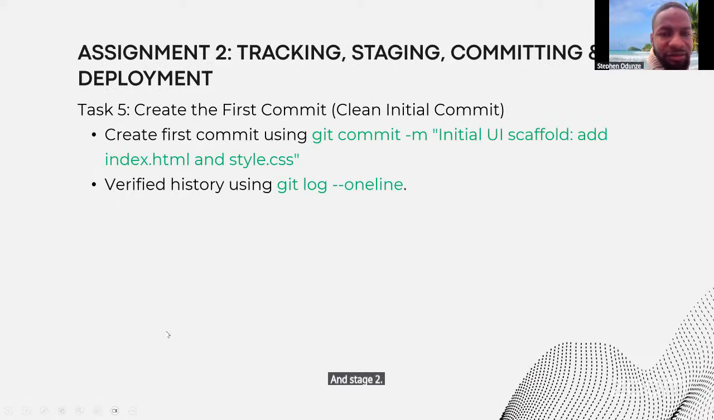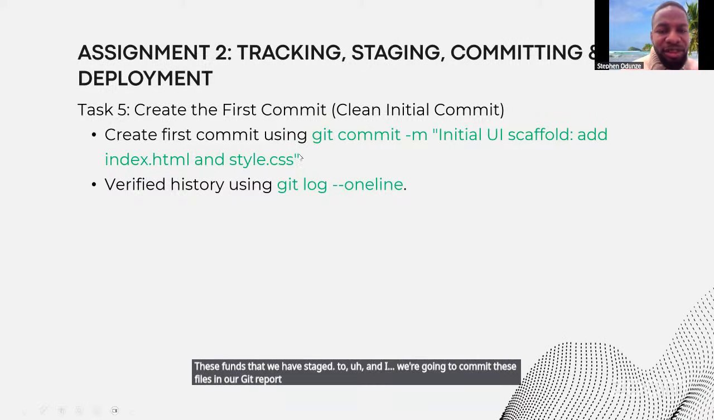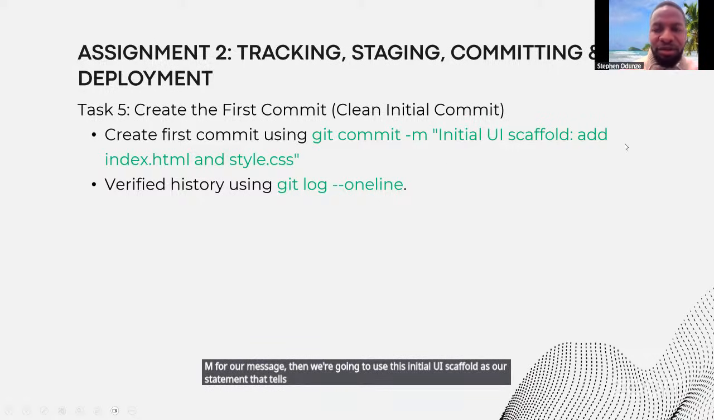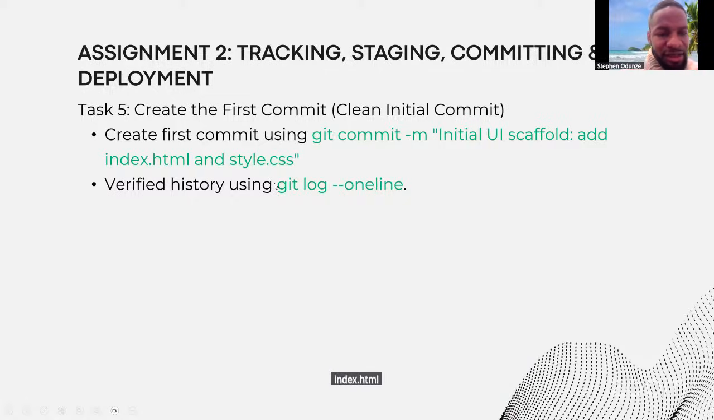Then, after doing this, we're now going to commit these files that we have staged in our Git repo. To commit this, we're going to use git commit -m for our message. Then we're going to use "initial UI scaffold" as our statement that tells us what we have done, which is adding these two files, index.html and style.css.